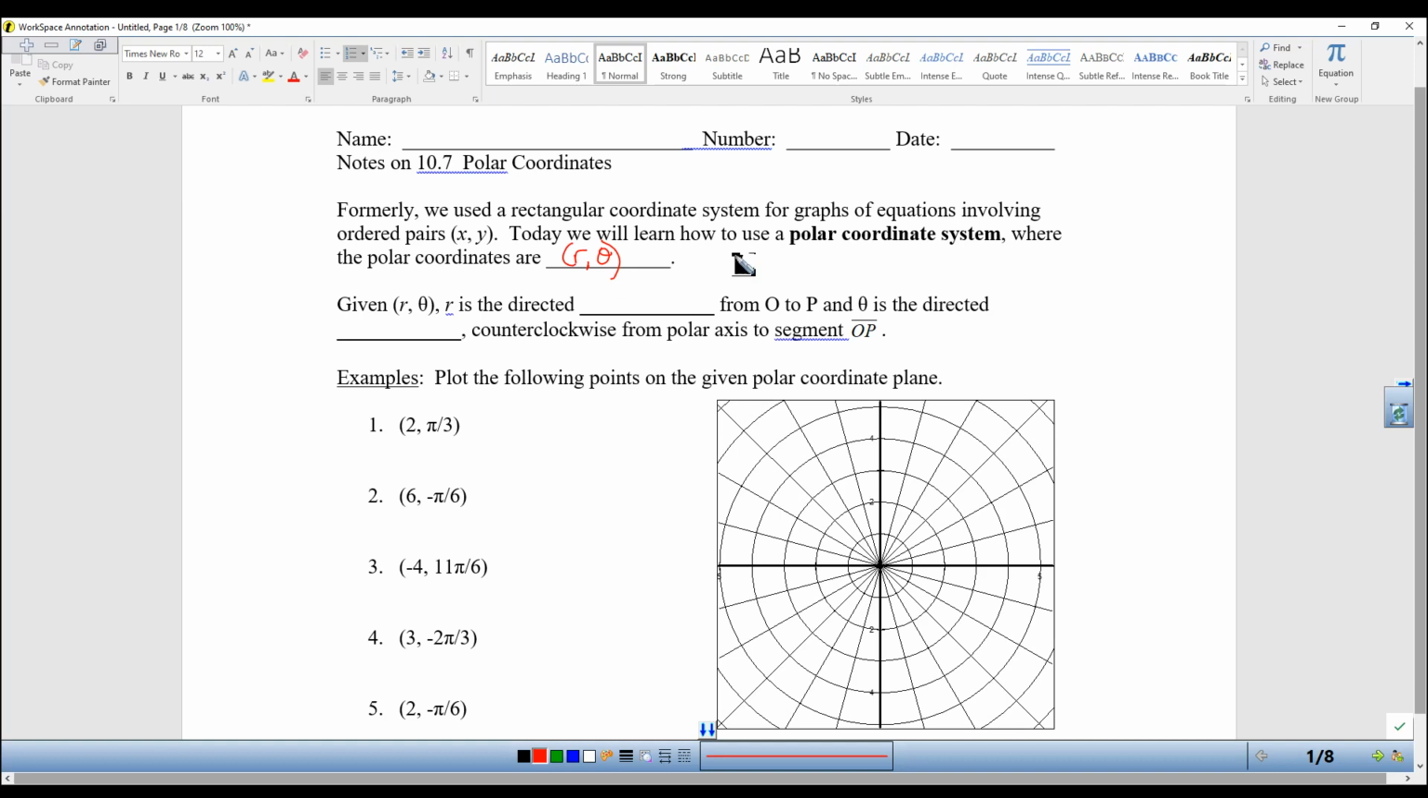I actually think it's easier to plot theta first, but that's the order that they're given in. So r is the directed distance from 0 to P, and theta is the directed angle counterclockwise from the polar axis. So instead of the x-axis, we're going to call this the polar axis, to the segment OP. So we'll just jump right into an example, and I think it'll help you see it.